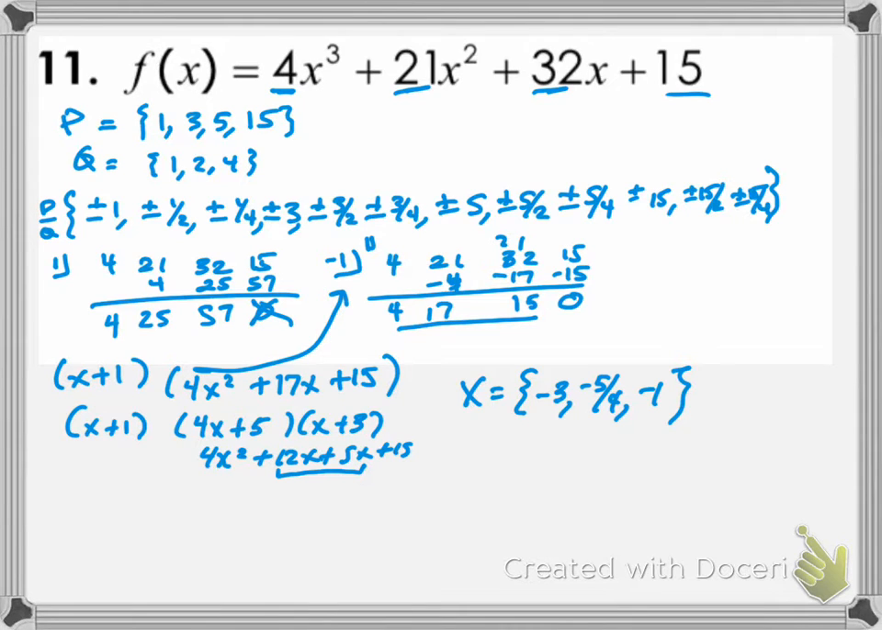P over Q. Write down the possibles. Try them. Sometimes they take a long time. You have to try multiple things. We were lucky. If I didn't get plus or minus 1, I would have gone to plus or minus 3. I would try my whole numbers before I try my fractions. Unfortunately, sometimes it's the fraction ones that are the right ones to start with.